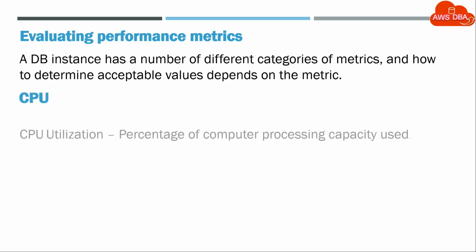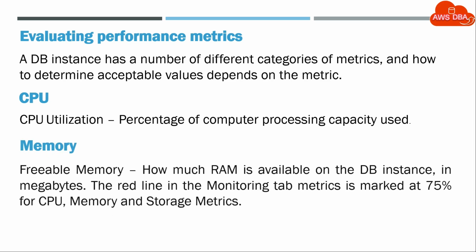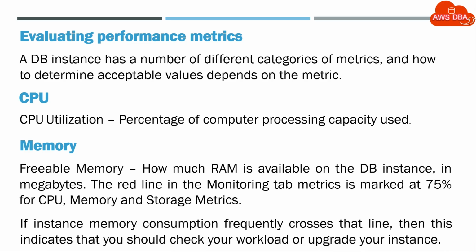CPU. CPU utilization: percentage of computer processing capacity used. Memory. Freeable memory: how much RAM is available on the DB instance, in megabytes. The red line in the monitoring tab metrics is marked at 75% for CPU, memory and storage metrics. If instance memory consumption frequently crosses that line, then this indicates that you should check your workload or upgrade your instance.